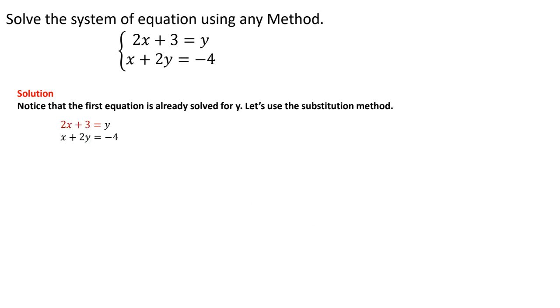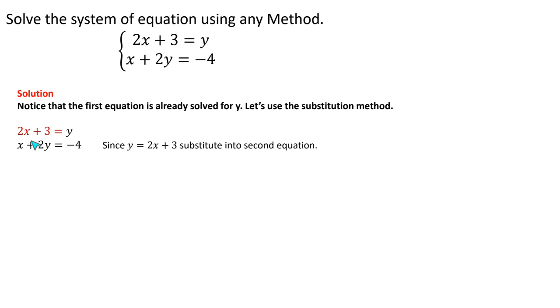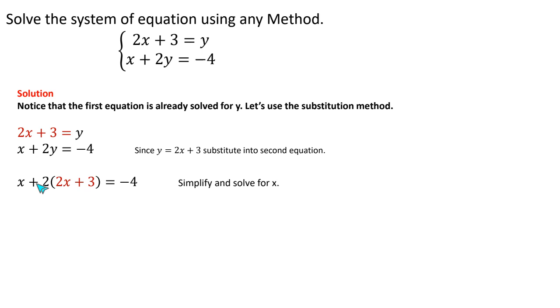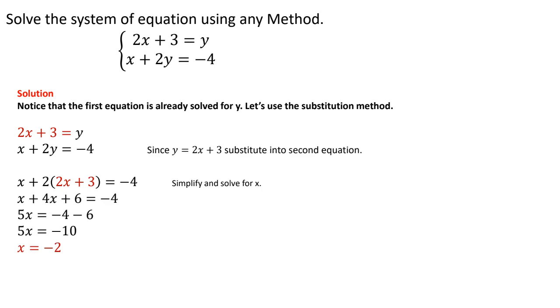So if I do that, let me go ahead and do it again. I get x plus 2 instead of y, I'm going to put in 2x plus 3. And now I'm going to simplify. So 2 times 2x is 4x, 2 times 3 is 6, and x plus 4x is 5x. Subtract the 6, so we get negative 10. Divide by 5, so we get x equals negative 2.